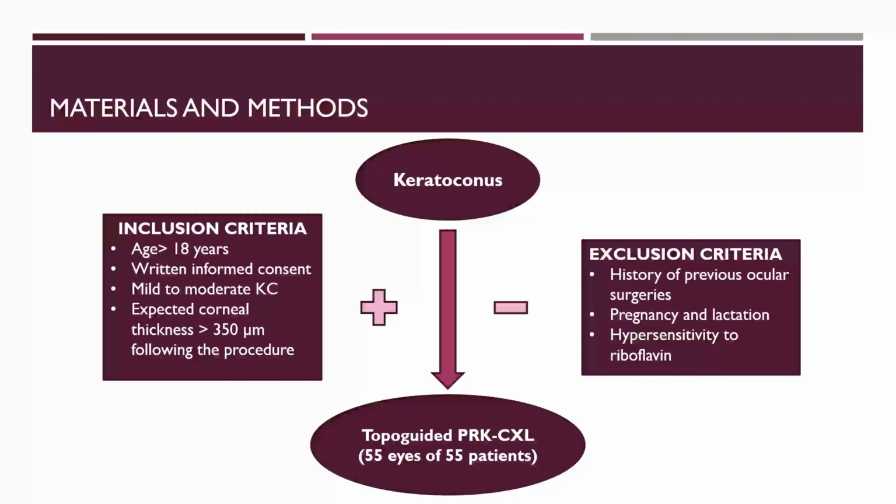Coming to the materials and methods, when patients with keratoconus visited our OPD, we looked at the inclusion and exclusion criteria of our study. The inclusion criteria included patients above the age of 18 years, patients willing to give written informed consent, patients with mild to moderate keratoconus, and the expected corneal thickness after the stromal ablation following PRK was supposed to be about 350 microns.